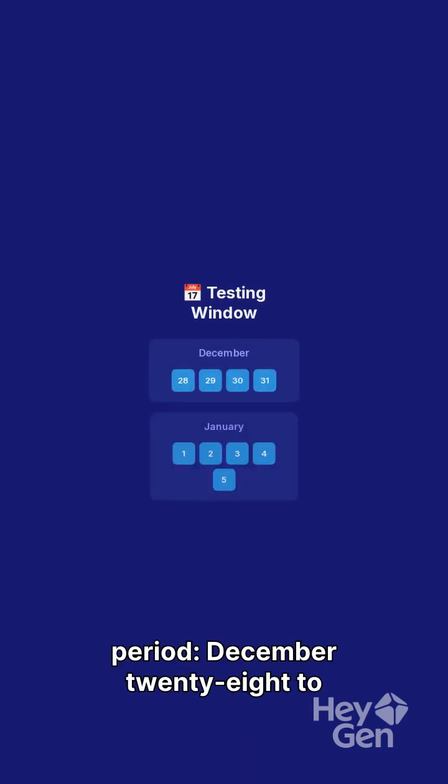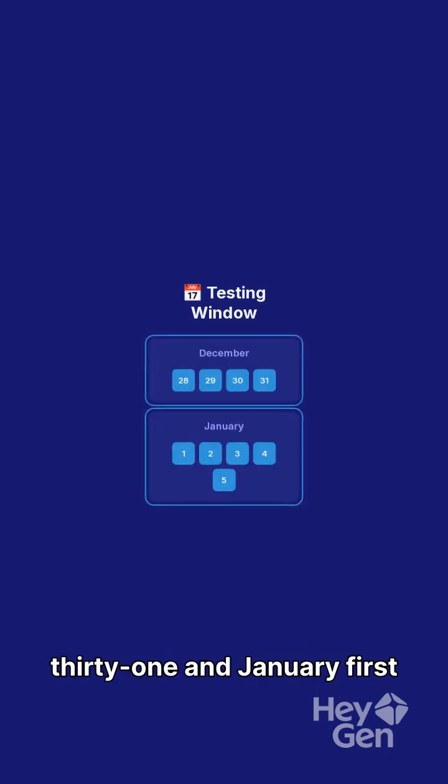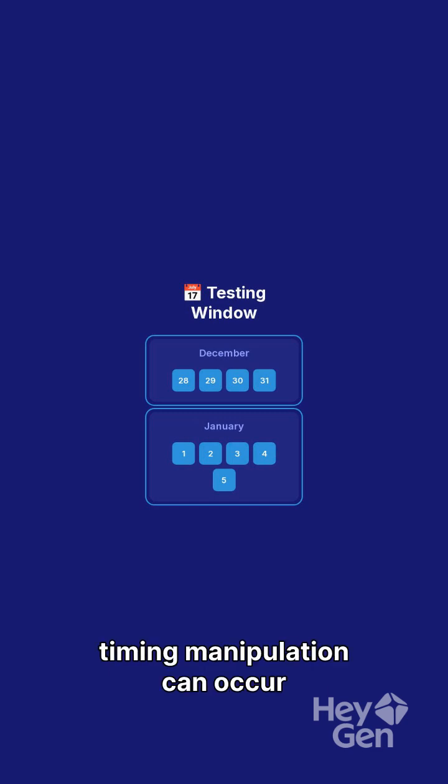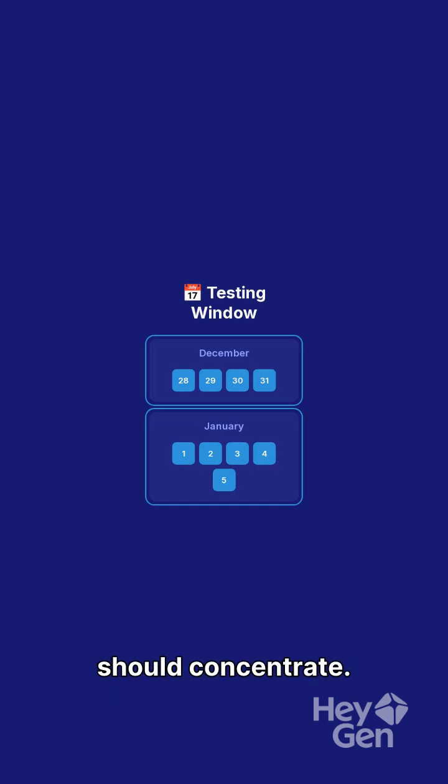Focus on the high-risk period, December 28 to 31 and January 1st to 5th. This is where most timing manipulation can occur and where your procedures should concentrate.